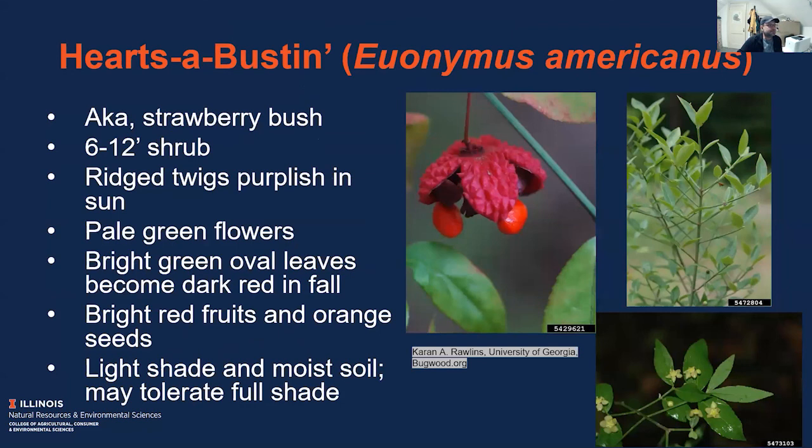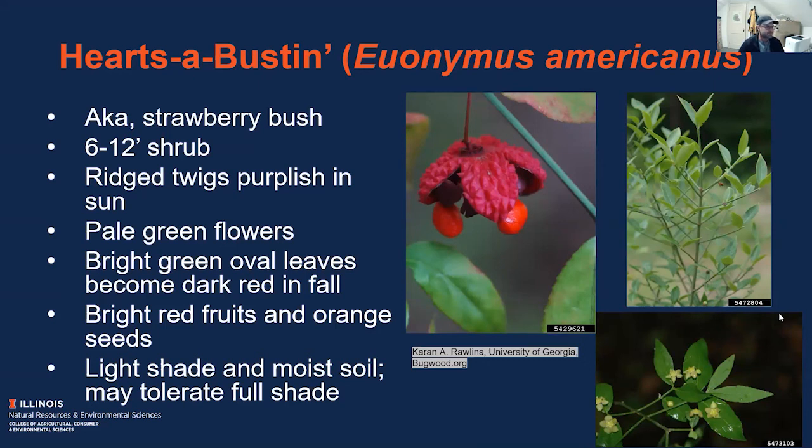Up next, we have another of my real favorite shrubs down here. One of the common names is Hearts of Boston, also known as strawberry bush. This one is 6 to 12 feet tall, has ridged twigs that can look purplish in the sun, and has pale green flowers. The flowers themselves are not very showy, as you see there in the bottom right. The real attraction for this plant are the drupes, these red fruits with the orange seeds that kind of burst forth in the fall.